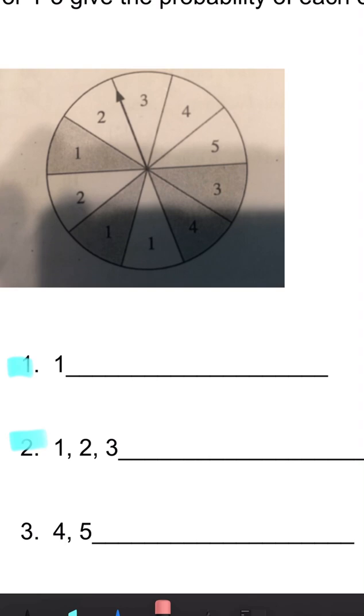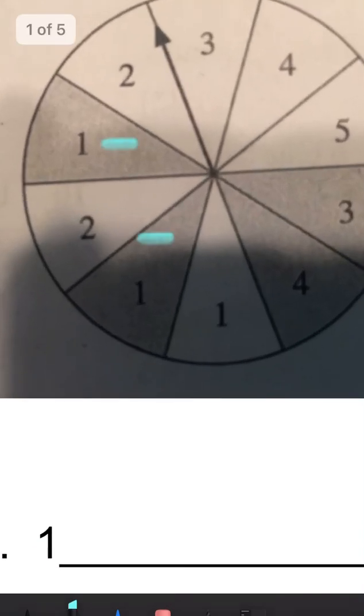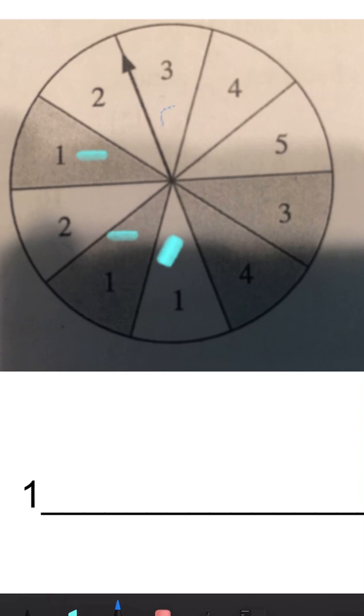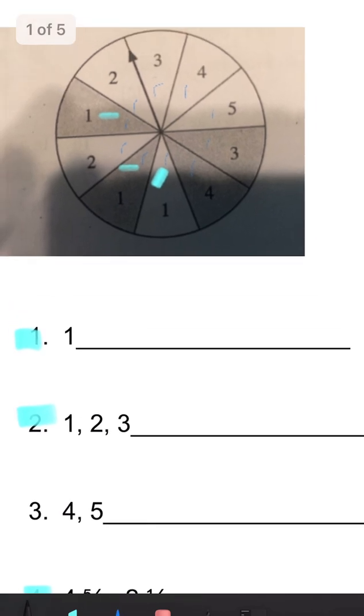Number one, we're looking at the probability of the number 1. So let's count the amount of ones we have. We have 1, 2, and 3. And how many total sections we have? 1, 2, 3, 4, 5, 6, 7, 8, 9, 10. So our fraction will be 3 over 10.